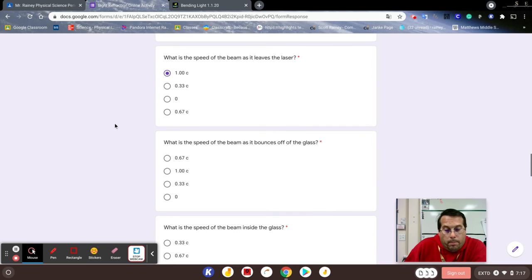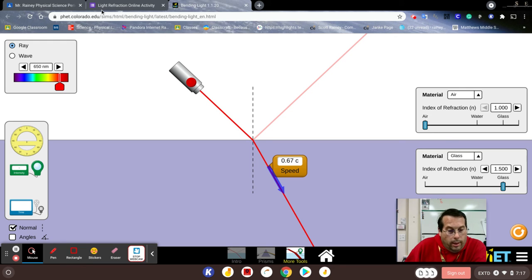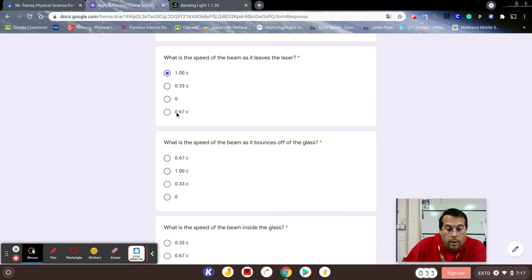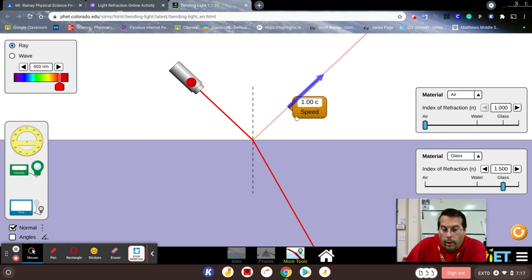What is the speed of the beam as it bounces off the glass? I don't have glass. Oh, it is glass. Okay, so as it bounces off, the speed changes to, it does not change. It comes in and comes out at the exact same speed as it reflects. So as it bounces off the glass, it is still going the speed of light. It's reflecting the speed of light. And why would that be? Well, because it's still going through air. It's not going to change the density of the material, so it's still going to travel the same speed.